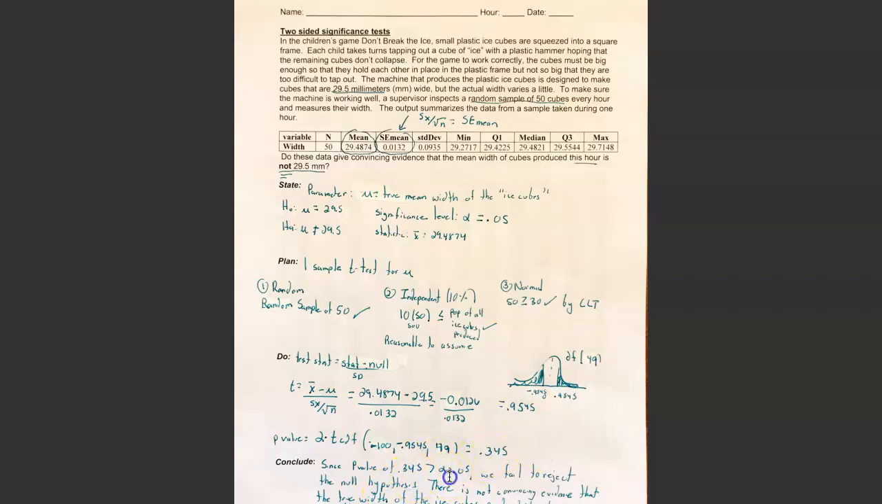Since our p-value is greater than 0.05, we fail to reject the null hypothesis. There is not convincing evidence that the true mean width of ice cubes produced this hour is different from 29.5.